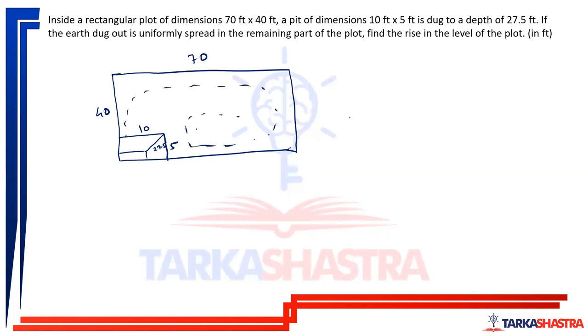Now, the volume of the mud that is taken out from the pit is equal to the volume of the mud that is spread on the remaining part of the plot. Yes or no? We want to find out the rise in the plot. Now, volume of the pit will be equal to volume of the rise in height, that part. Now, volume of the pit will be 10 into 5 into 27.5.